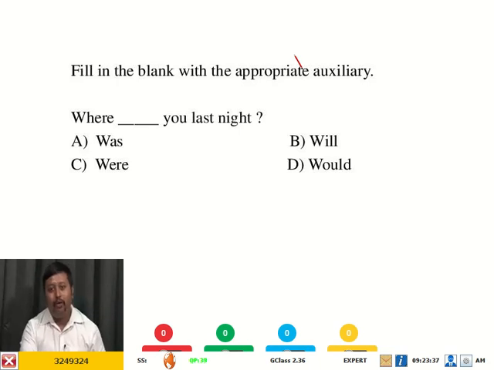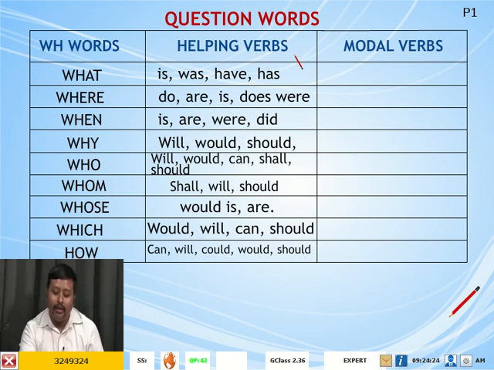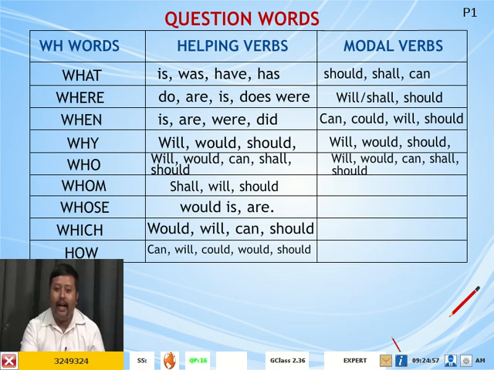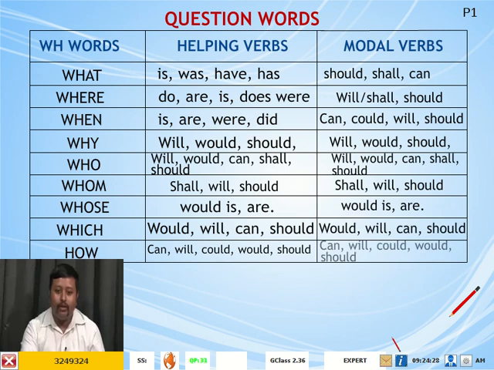Next, modal verbs are words that give assurity. For example: what should I do? Examples of modal verbs are should, shall, can, will, would, could, with who. So these are examples of modal verbs. Again, which one to use would at times depend on the situation or the statement. Quickly have a look at them.